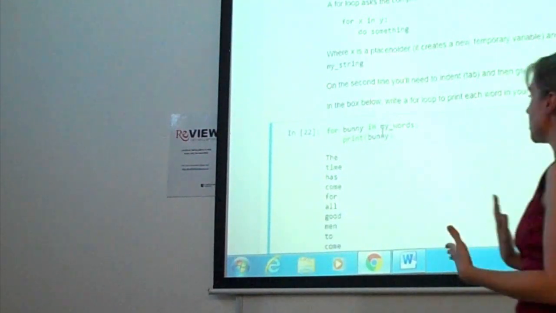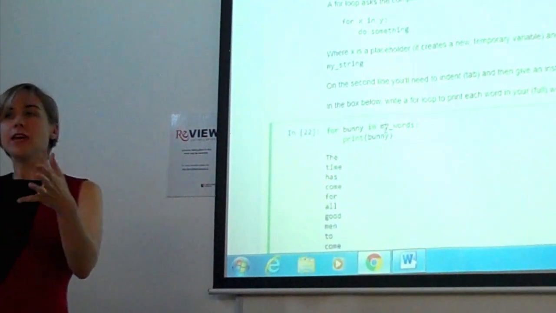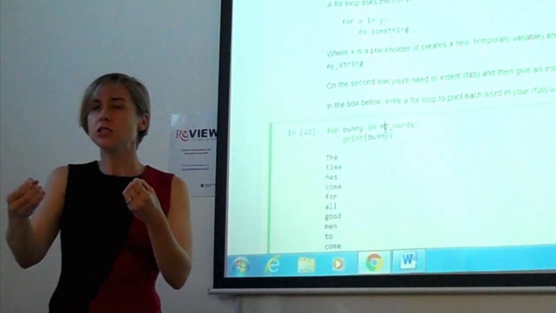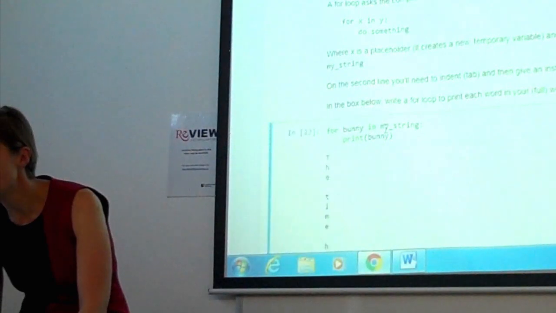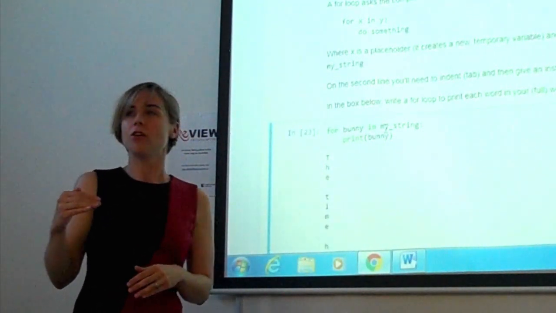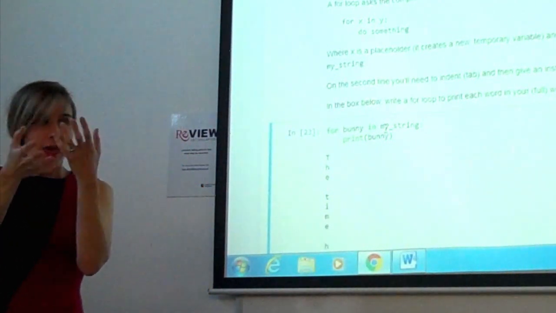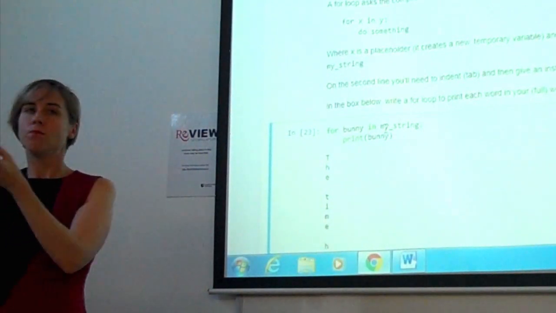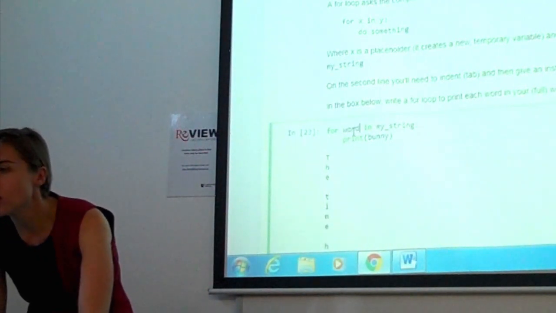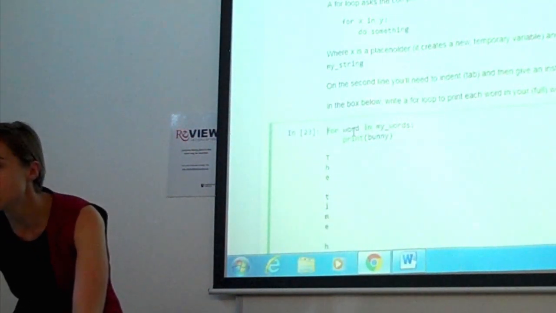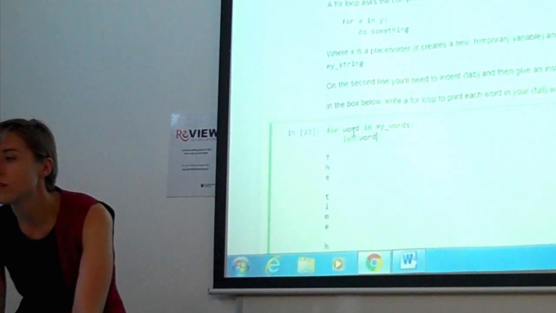So I'll go through it one more time just to kind of clarify it. A for loop basically says, for every condition, for every word in my list, if you had done for bunny in my string, it does every object in that container. And a string is a container of characters. So it does every one. So for every item in my container, do something. And in this case, print it. I could have said, for example, for every word in my words, len word. So what's this going to do?